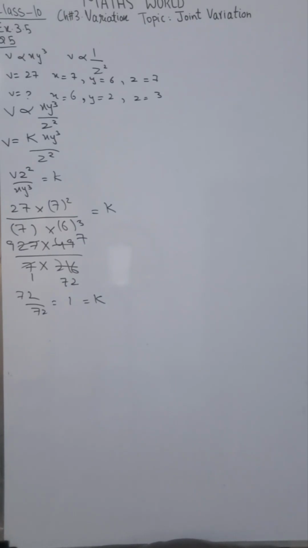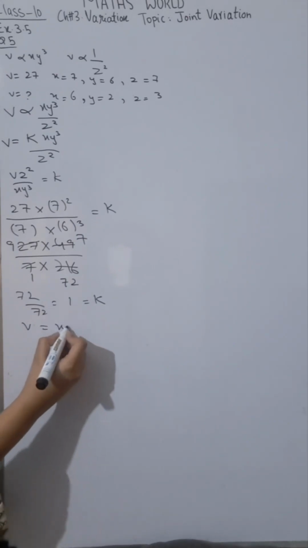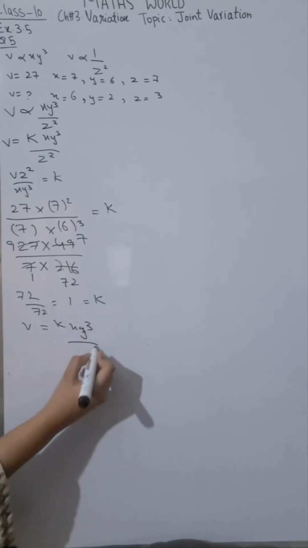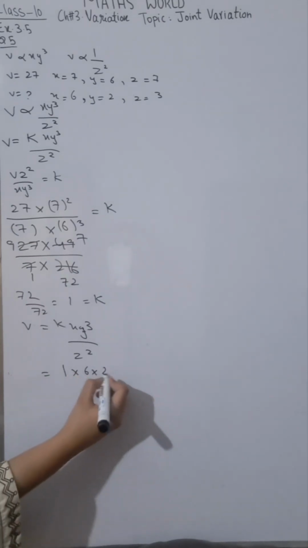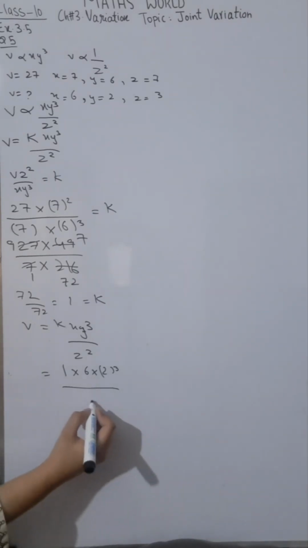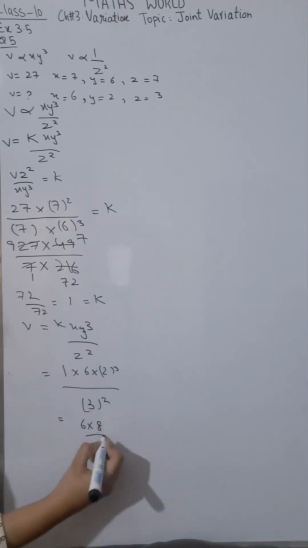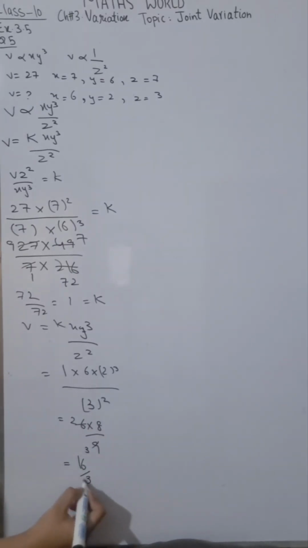So now putting the value, find the value of v. V is equal to k x y cube divided by z square. So k is 1, x is 6 and y is 2 cube, divided by z square, where z is 3. So you'll write 6 into 8, and 9. So 3 2s are 6 and 3 3s are 9, 16 by 3. This is the value of v.